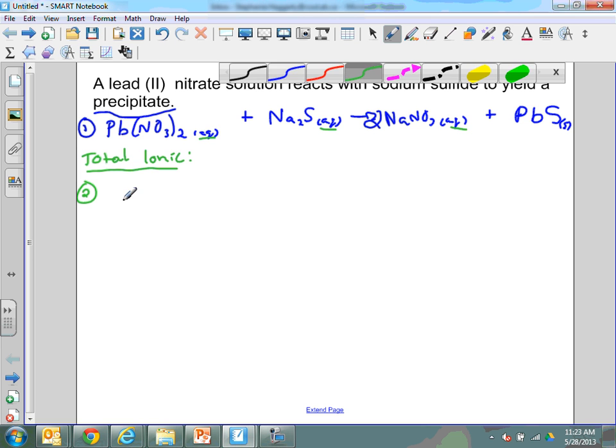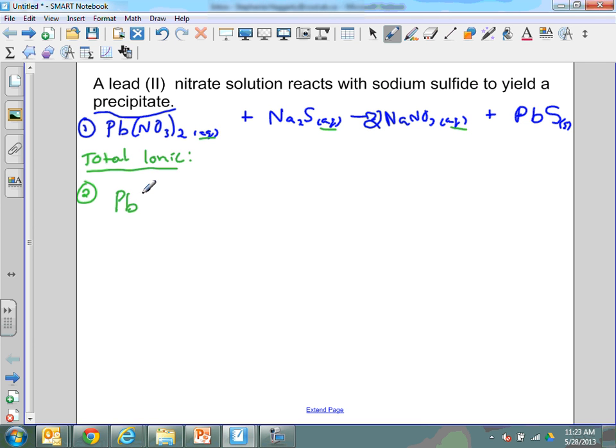So lead 2 nitrate would give me lead 2 ions. And every time I dissolve one of these, I'm going to get 2 nitrates out of it. So I'd put a 2 in front to show that we've got 2 nitrates. Okay, all my ions have an aq state of matter. So we just keep doing this for anything that's aqueous. Sodium sulfide, we get 2 Na plus and S2 minus.